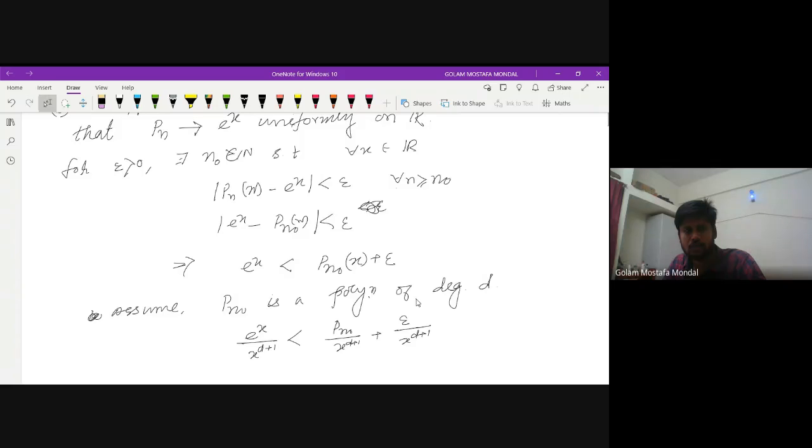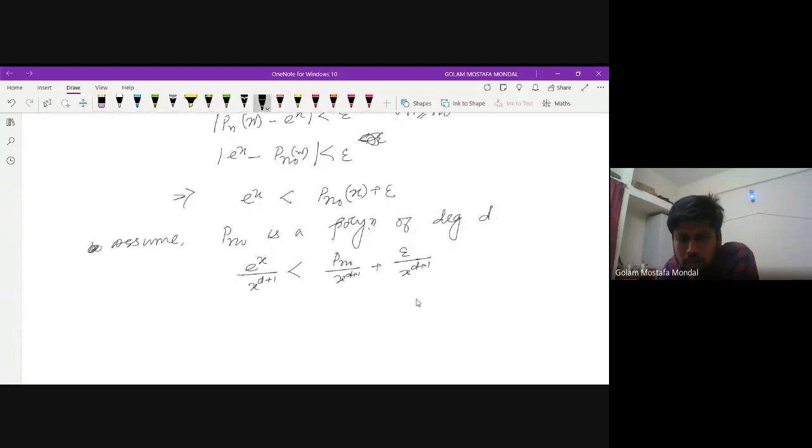So see that right hand side, this side goes to 0 as x tends to infinity, and this side is unbounded, right? This side goes to 0, but this side is unbounded. So this is a contradiction.